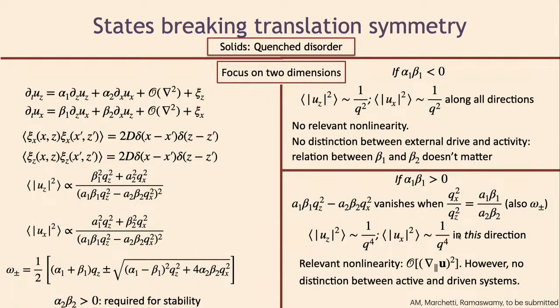And I don't know much beyond that here. I couldn't do the RG. I tried to map it to the Ettas and Kardar equations, but I've not managed to do it till now. But importantly, there's still no distinction between an active system and a driven system, even in this case. Okay.